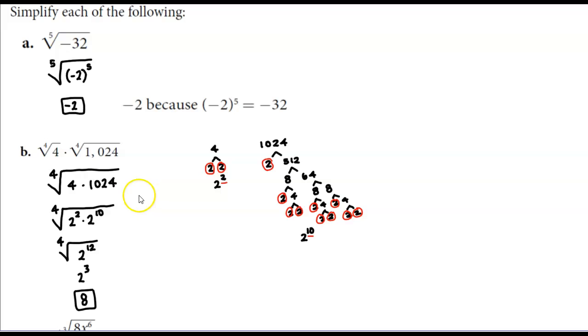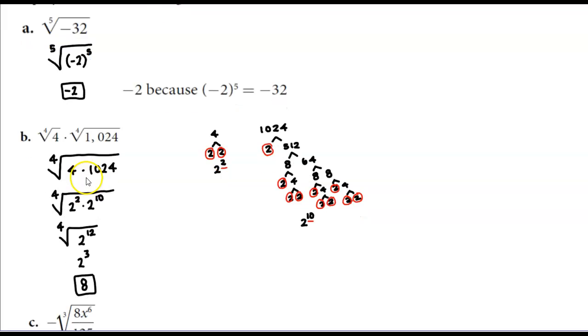Next, we have the fourth root of 4 times the fourth root of 1024. We're going to use our rules for radicals to multiply because they have the same index, and the index is 4 here. So we're going to have the fourth root of 4 times 1024. Now, there's another way of solving this. If we take the value of 4, we can write the prime factorization as 2 times 2, which is 2 squared. And over here we have 1024.